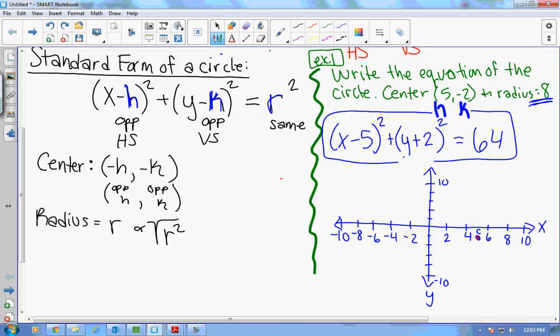Here I am at x equals 5. What's 5 plus the 8 we need for the radius? 13. Oops, I guess we have to extend a little bit. There's 12, 13. So coming horizontally, we're adding 8. Yeah, we have to go to 13.